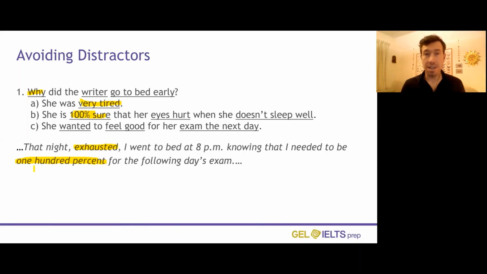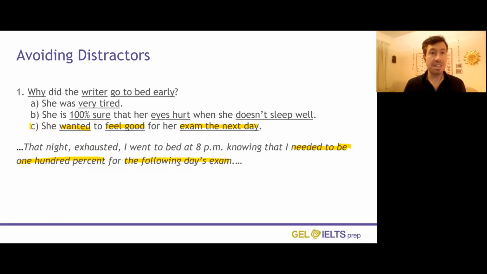So now let's look at C. Well, it says she wanted to feel good for her exam the next day. Okay, we can see here it said wanted. I went to bed at 8 p.m. knowing that I needed to be, okay, wanted, needed to be, they're synonyms more or less. To feel good, we said be 100%. That means feel good. If you say, oh, I'm 100%, that means you feel good. So wanted and feel good for her exam the next day and the following day's exams, they're synonyms as well.